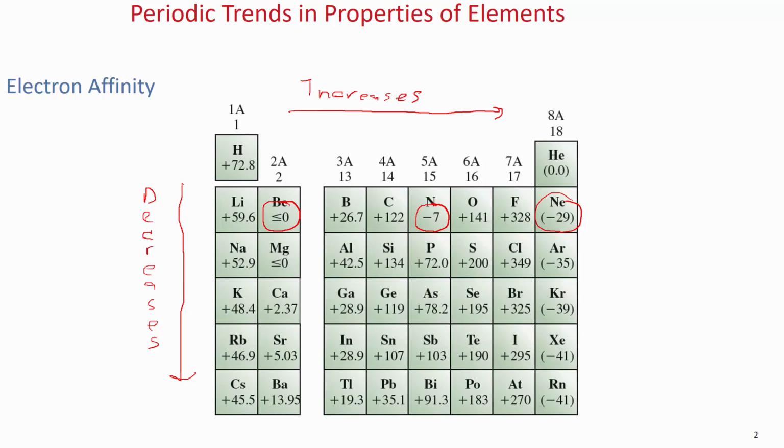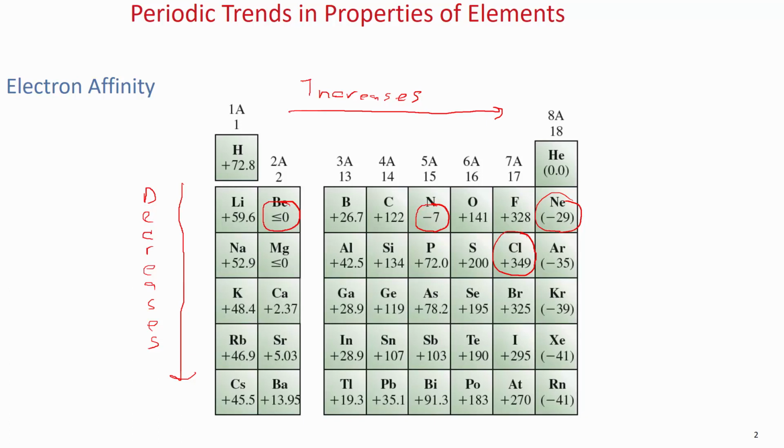And then one other anomaly, not discussed in the book, but really important, is this anomaly here. We know that electron affinity should decrease as you go from top to bottom, but here we actually see an increase in electron affinity.